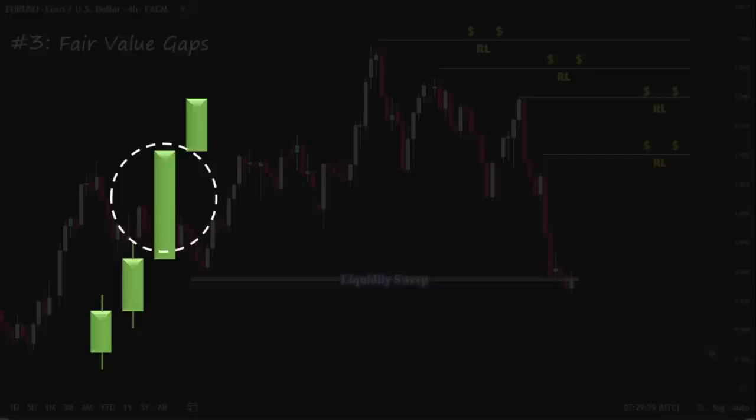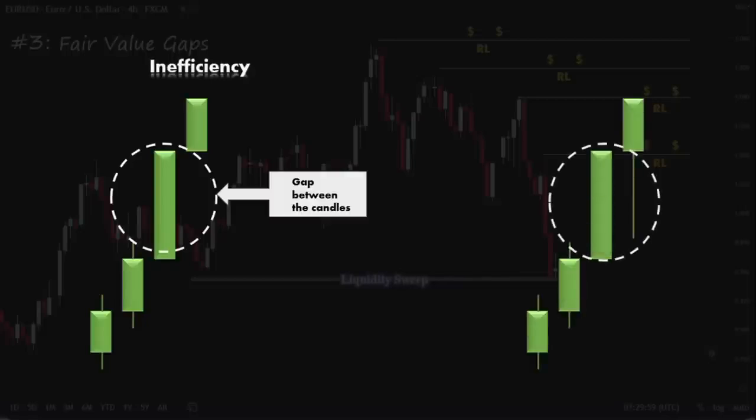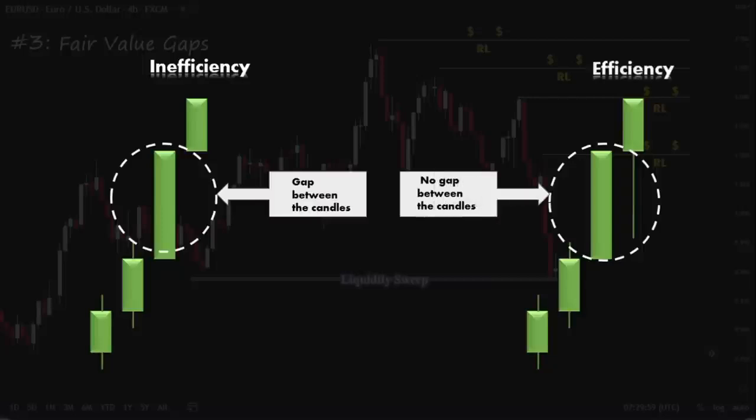As you can see from the left corner, there is a gap between the candles. We anticipate that price will eventually fill the gap by returning to test the blank space. So, guys, we call this phase inefficiency. However, in the right corner candles, there is no gap between the candles, so here, we have no inefficiency.